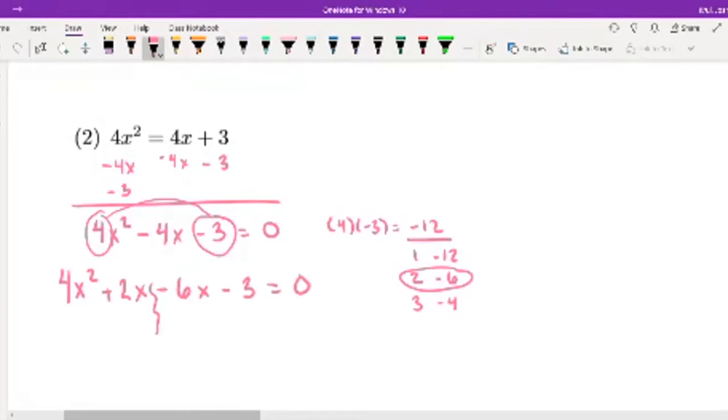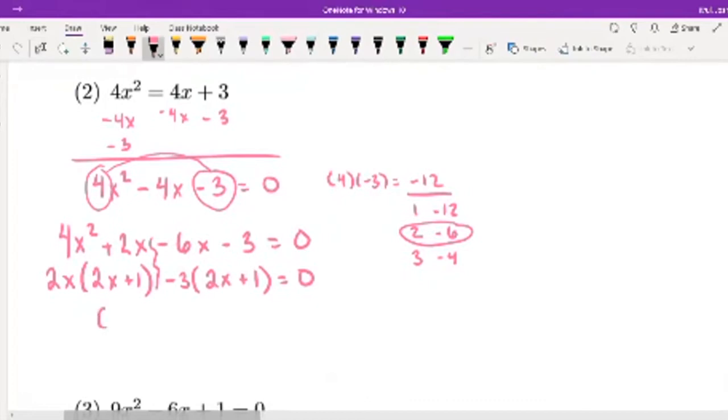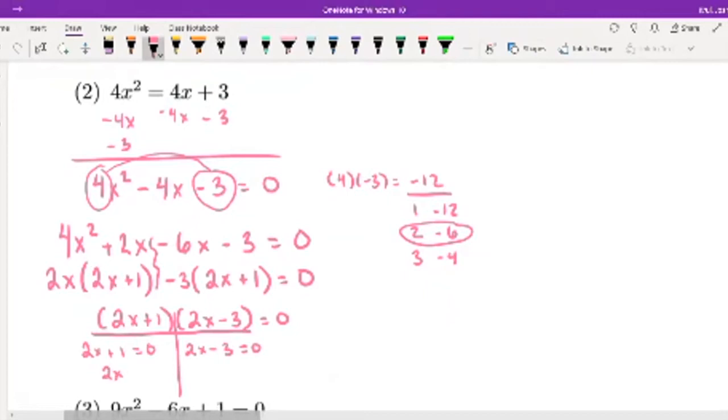Squiggly line here. The GCF between the front 2 terms and the GCF between the back 2 terms. Set it equal to 0 again. The 2 factors are 2x plus 1 and 2x minus 3. So then we're going to set these 2 factors equal to 0. So we get x equals -1/2 and x equals 3/2.